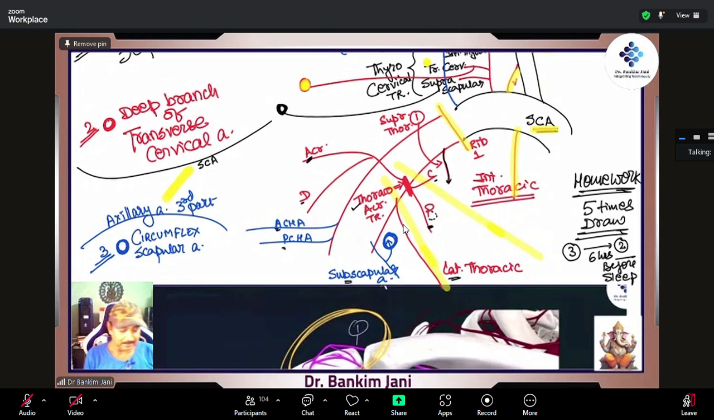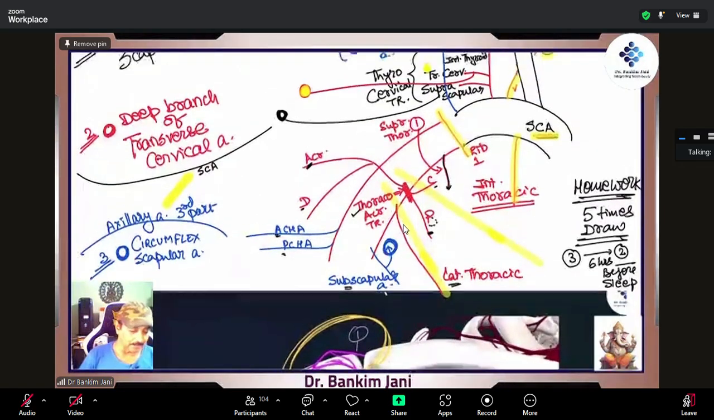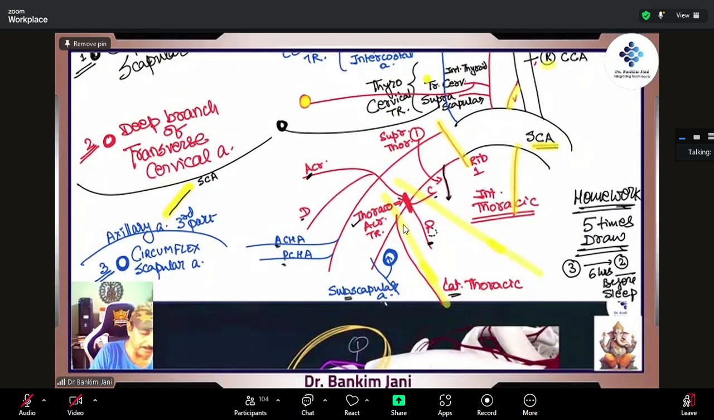So this is the circumflex scapular artery. So we have got the axillary artery, the third part, right? That is the circumflex scapular artery. These three will be making what is called the link between the subclavian artery and the third part of the axillary artery. That means this entire portion in between is skipped. So that is the anastomosis, right?